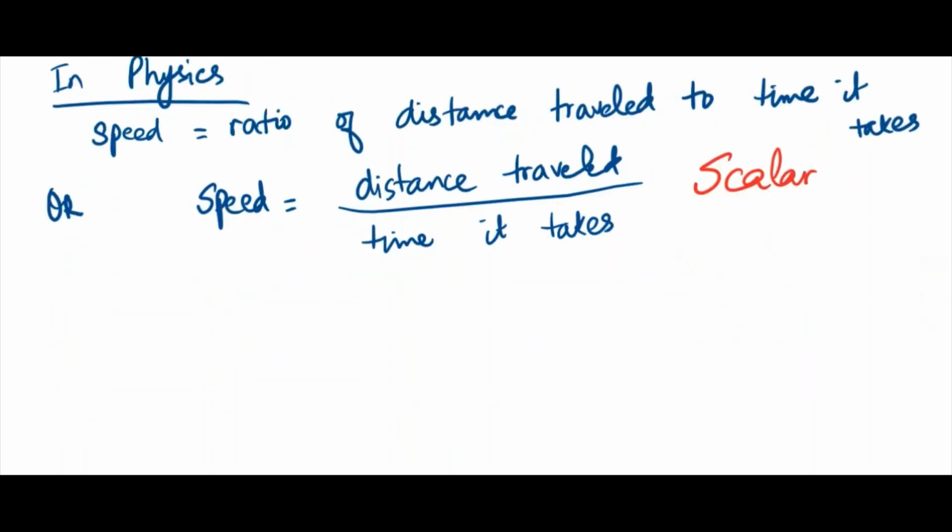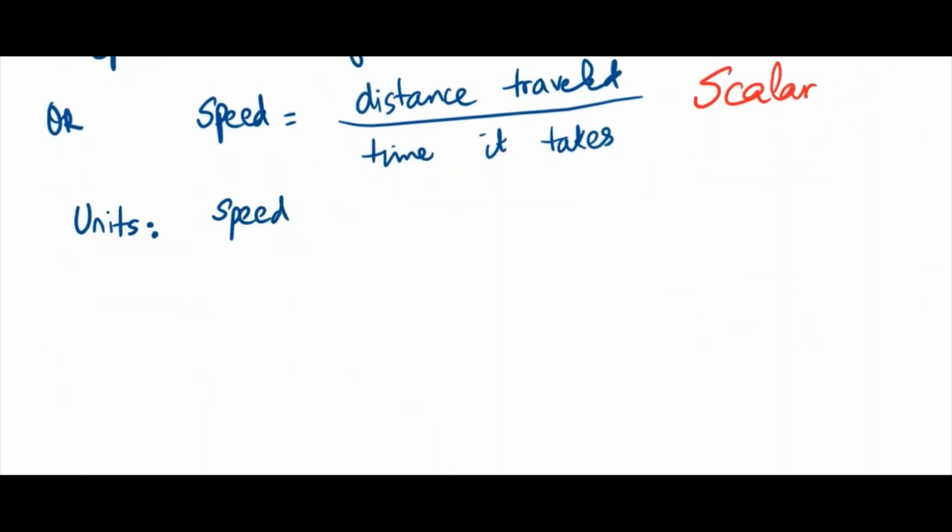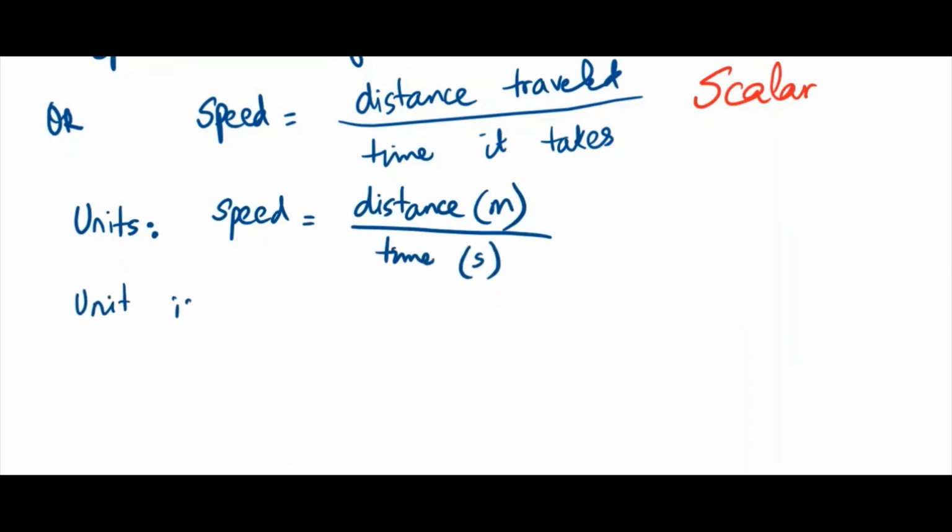The units for speed are as follows: distance is measured in meters, and time is measured in seconds. So the unit for speed is meters per second, or ms-1.